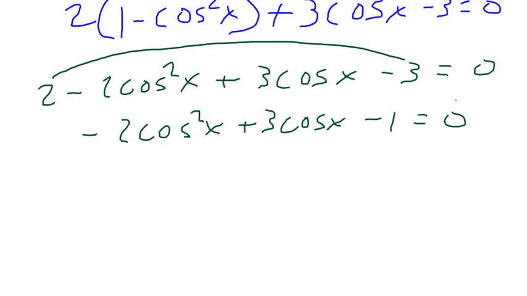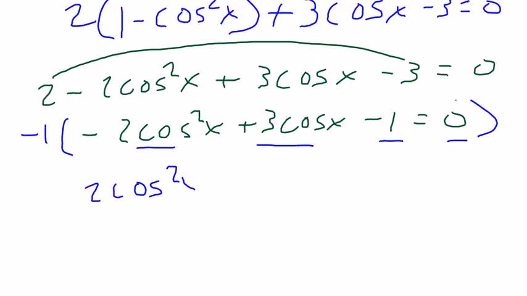Now, maybe you had this trick back in Algebra 2. But a trick that I use is I don't like having a negative sign out front, so I'm going to multiply every term by negative 1. And as long as I multiply every single term by negative 1, this is still going to be a true statement. So this first term times negative 1 would be 2 cosine squared minus 3 cosine plus 1 equals 0.